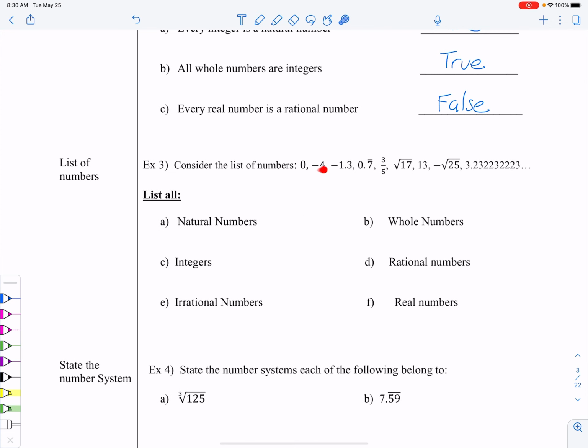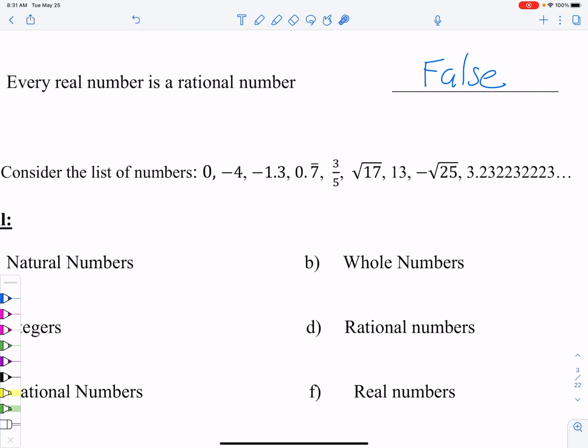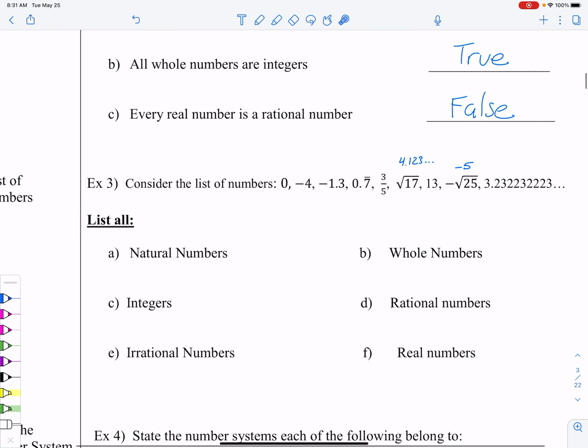Consider the list of numbers. So we have a list of numbers, and then it wants us to list all the different types. So if we're going to do that, first we need to go through and see if we can simplify. So this one is already as simple as it can be. Root 17, though, we can simplify to be 4.123, and it continues on. 13 is fine. Negative root 25 becomes -5. And then this one is repeating, or just a lot of decimals.